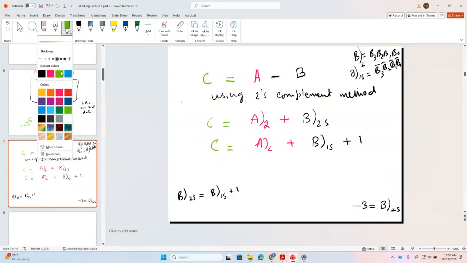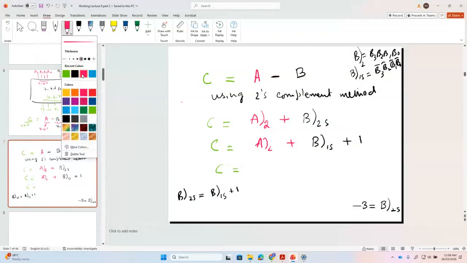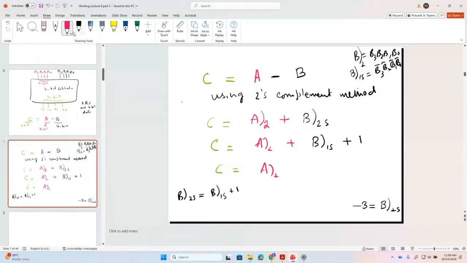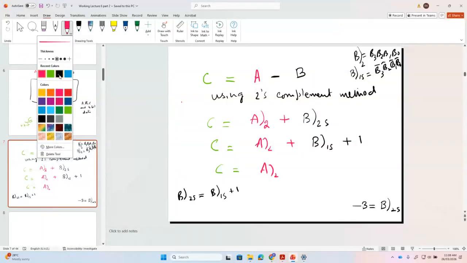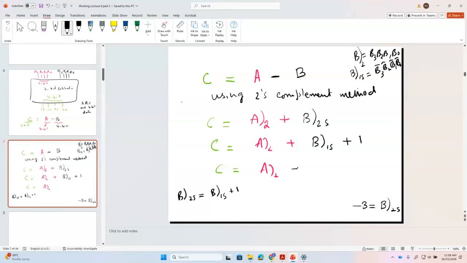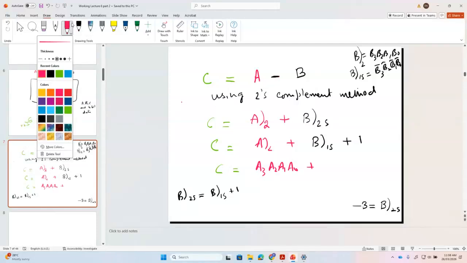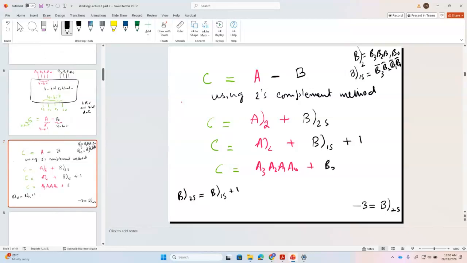So now how can we compute C? C is equal to the binary of A plus the 2's complement of B. Let's assume A is a 4-bit number, so it is A3, A2, A1, and A0. And what is the 2's complement of B? It is B3 bar, B2 bar, B1 bar, and B0 bar, and then plus one. Now we have done it.